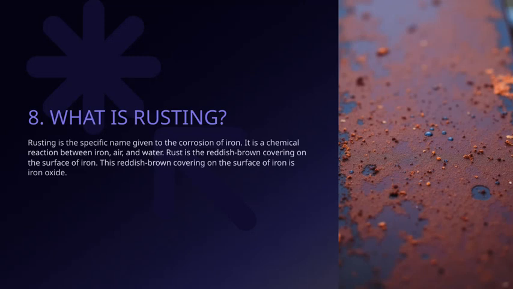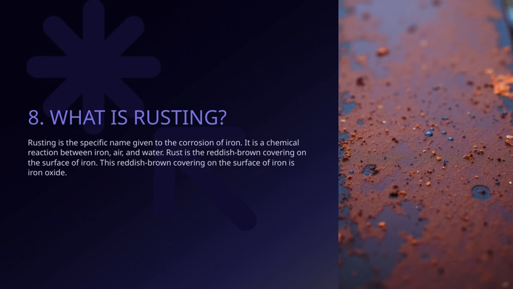So let's talk about rusting. Rusting is actually a specific term we use to describe the corrosion of iron. It's a chemical reaction that happens when iron comes into contact with air and water. When this reaction occurs, what you see is a reddish-brown coating forming on the surface of the iron. That coating is what we call rust. More technically, rust is iron oxide.